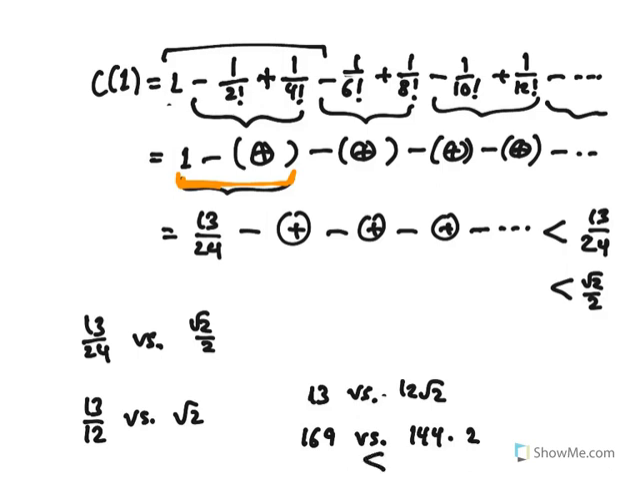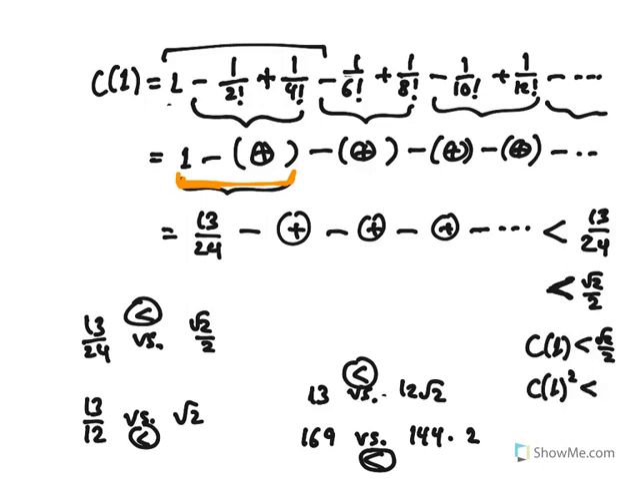144 times 2 is certainly bigger than 169. So that must have been the correct sign all along, since the inequalities would have been preserved all along. So yes, indeed, this is less than root 2 over 2. So we've just proven rigorously that C of 1 is less than root 2 over 2. Therefore, C of 1 squared is less than a half, which is the square of radical 2 over 2. Therefore, 2 times C of 1 squared is less than 1, just by multiplying through by 2. And then 2 times C of 1 squared minus 1 is negative.